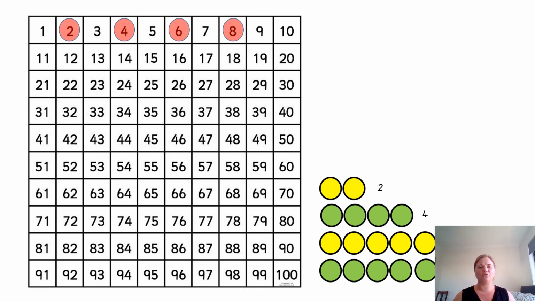Have a look on this hundreds chart. Have a look at how many jumps we are making each time. When we started at the number 2, we jumped 1, 2 spaces. We counted in 2s. From 4, we added 2 more. Let's jump together. 1, 2. Let's see if we can keep going with this number pattern.